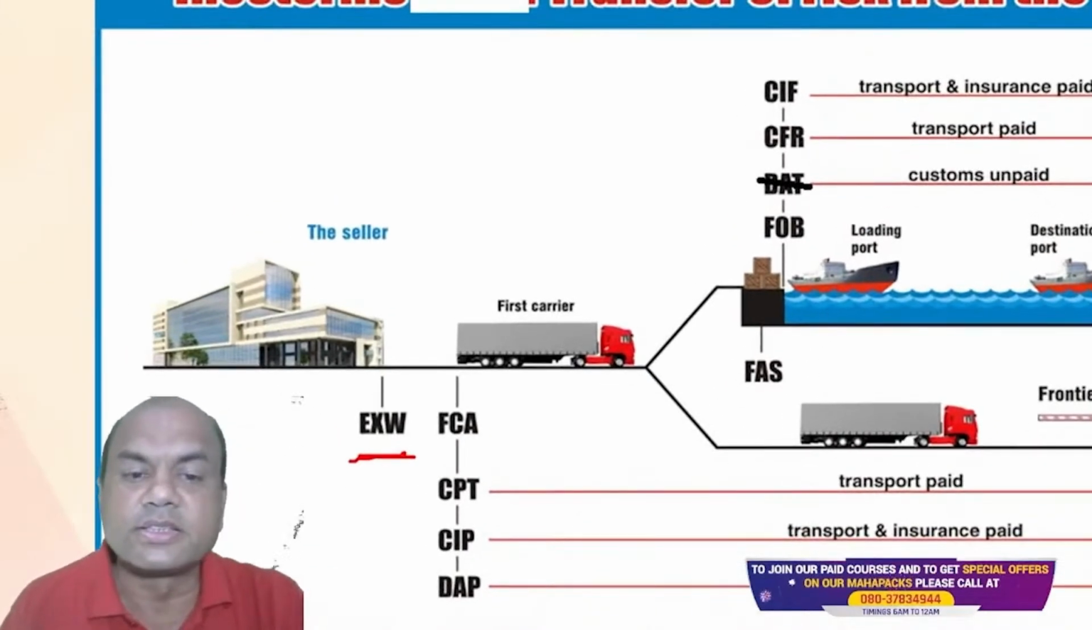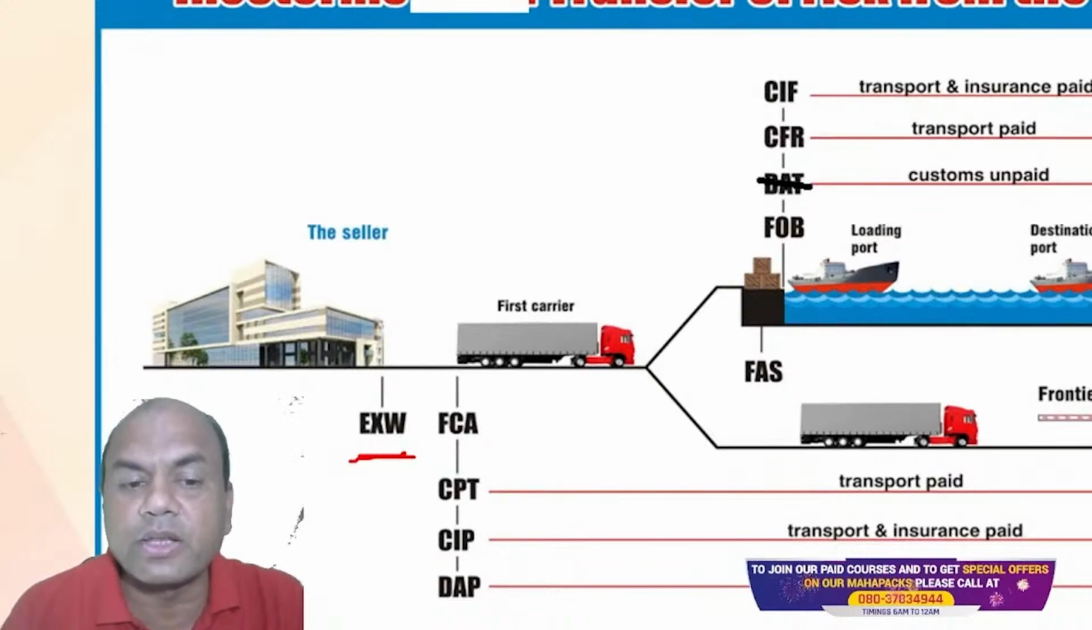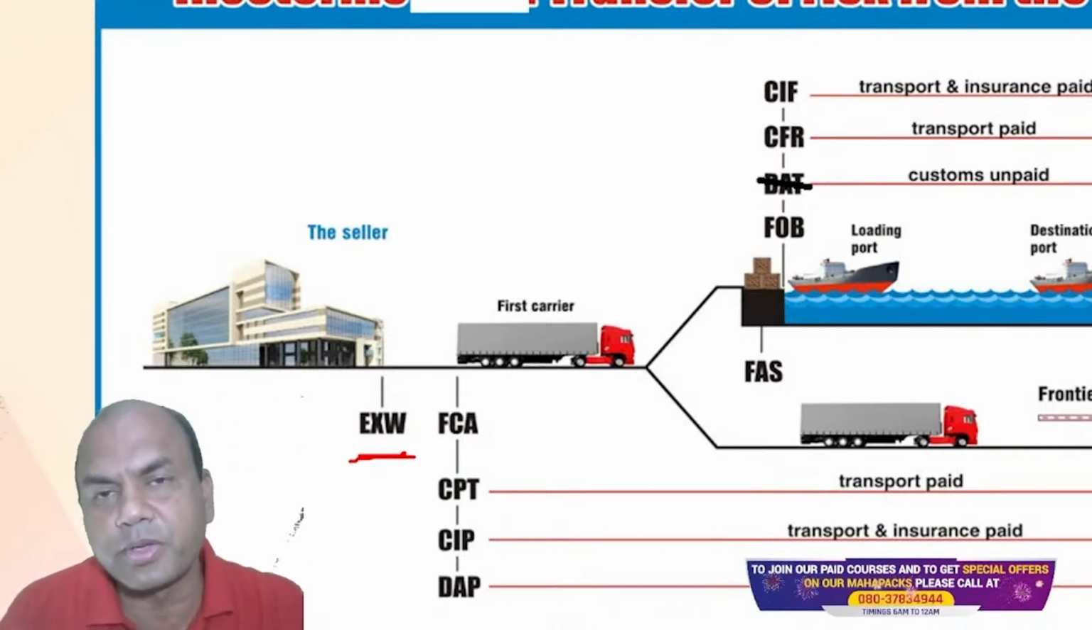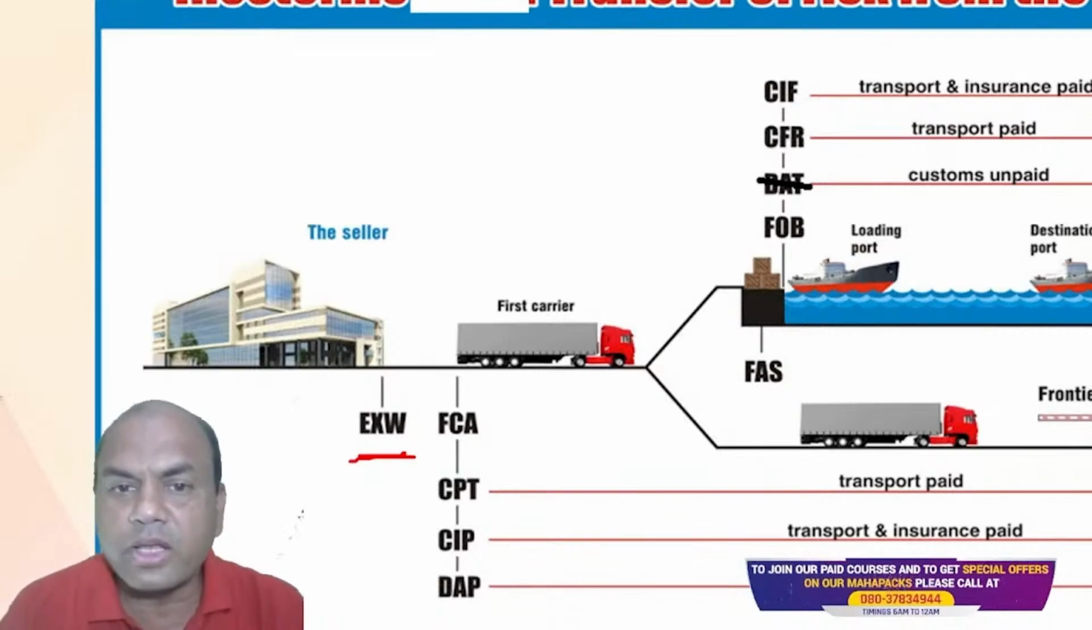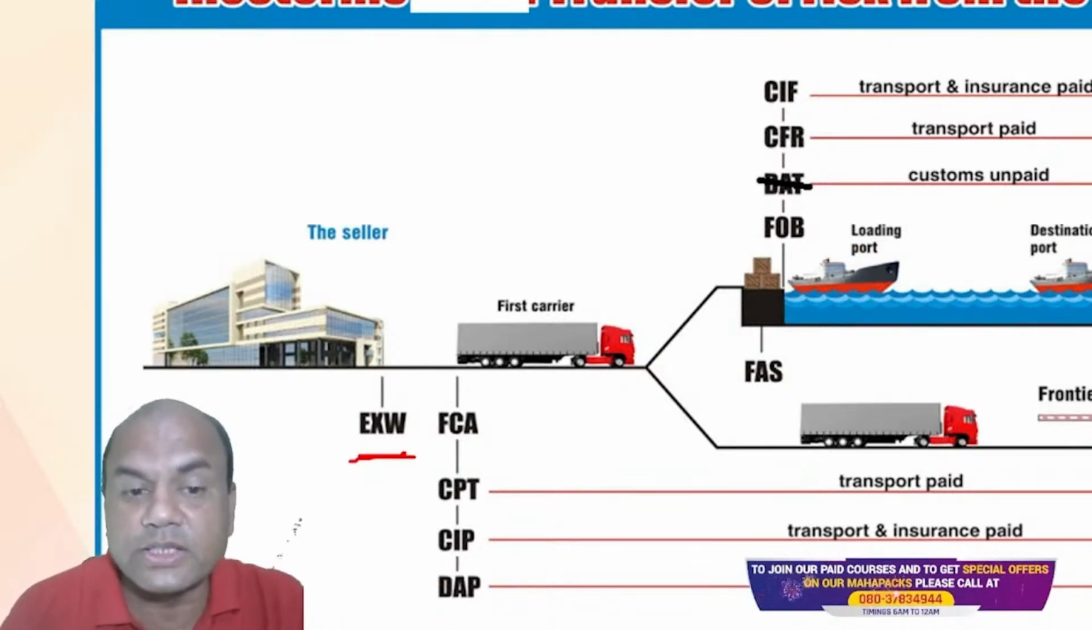See, this is Ex Works. Suppose the seller says, I will manufacture these goods and put them in front of my factory. I won't give them anywhere else. Just in front of my factory I'll place them, you pay me and take these goods from here. How do you take them? What do you do? That's not my concern. So this is known as Ex Works.